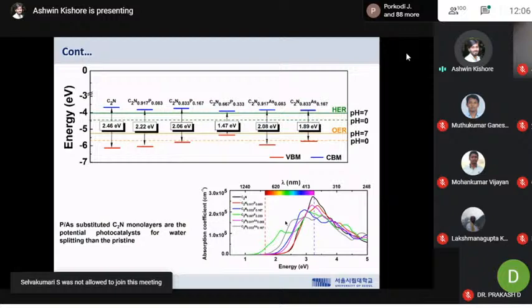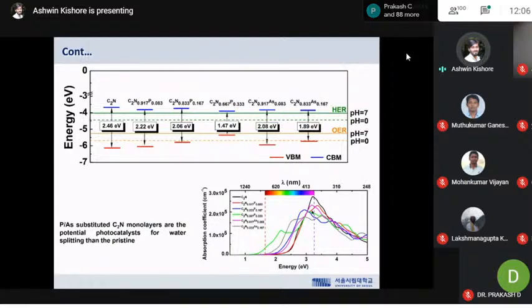Then we also calculated the absorption spectra, and you can see that compared to the pristine one, the substituted systems have the absorption edge more into the visible part. That means they can absorb the abundant visible light from sunlight and split the water. So this will also increase the efficiency of the water splitting.